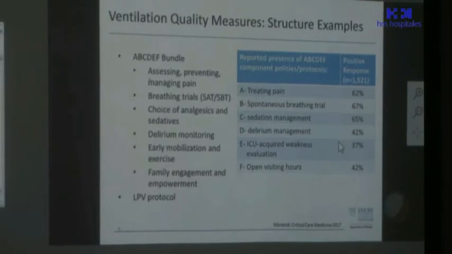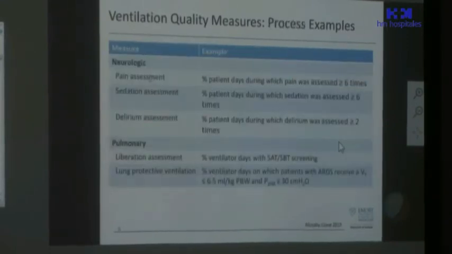So this, do you have a policy or protocol in place, can help us to understand one aspect of the structure as we're trying to build towards higher quality care for our patients. When we then look at process examples, this moves to what are we actually doing for those patients. So neurologically, for pain, agitation, and delirium, we may be thinking about the percent of patient days in which pain was assessed 6 or more times, or sedation, or delirium.